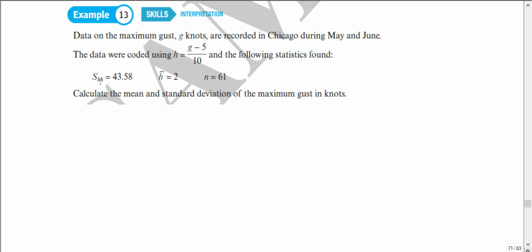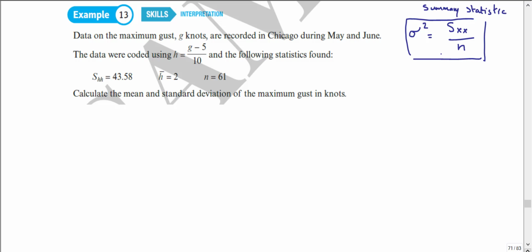SHH, you remember what is SHH? We took something like this before. There was a rule before. Variance equal summary statistic, this is called summary statistic, SXX, divide N. This is a rule. Memorize it like your name. This is the relation between the variance and the summary statistic.